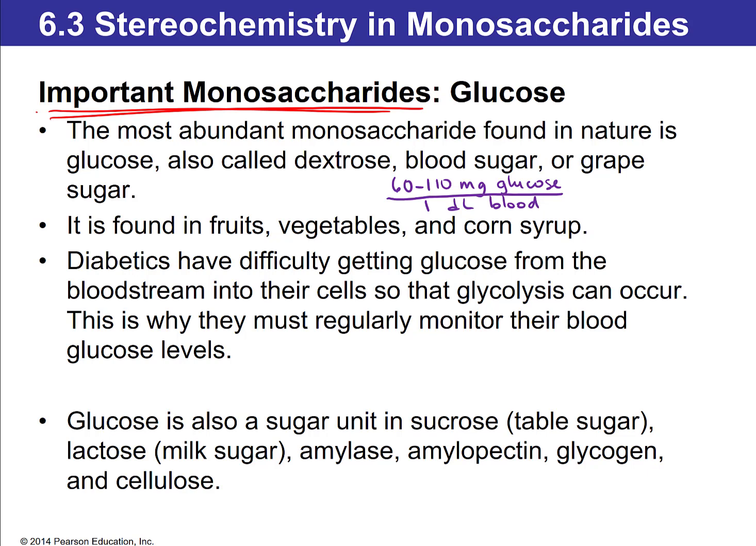Why? It's the most abundant found in nature. So you find glucose in grains, in regular sugars, vegetables. It's part of the disaccharides. Every disaccharide has at least one glucose. It is the building block for all of the polysaccharides. So all the starches, they're made of hundreds and thousands of glucose units.